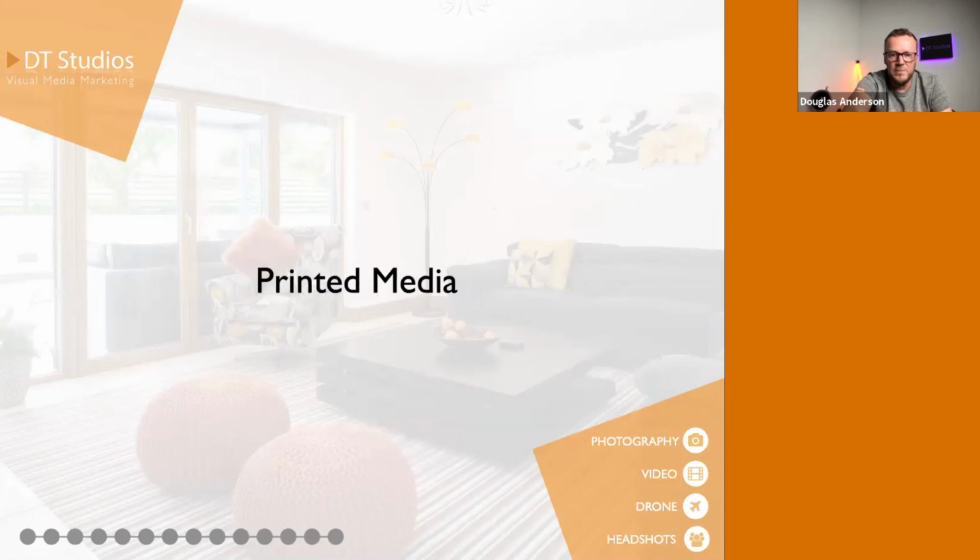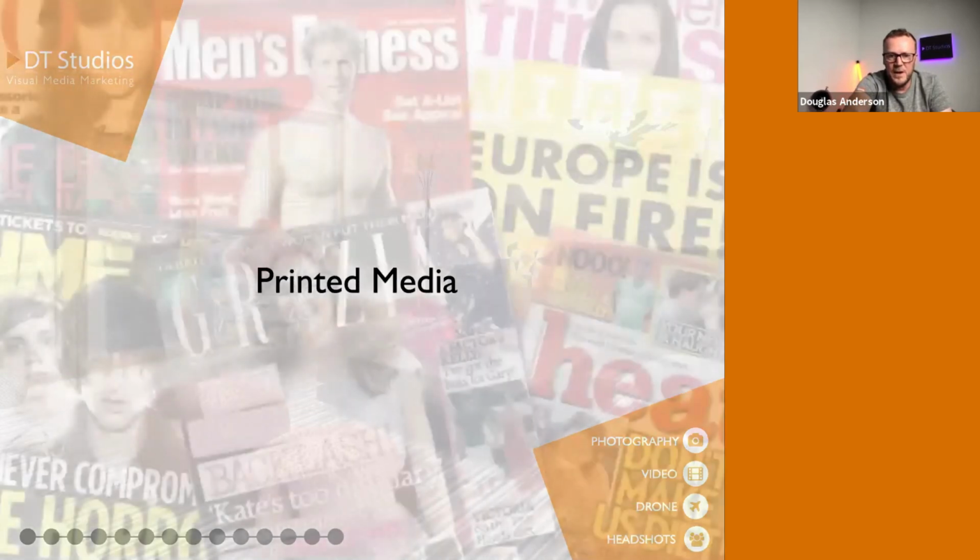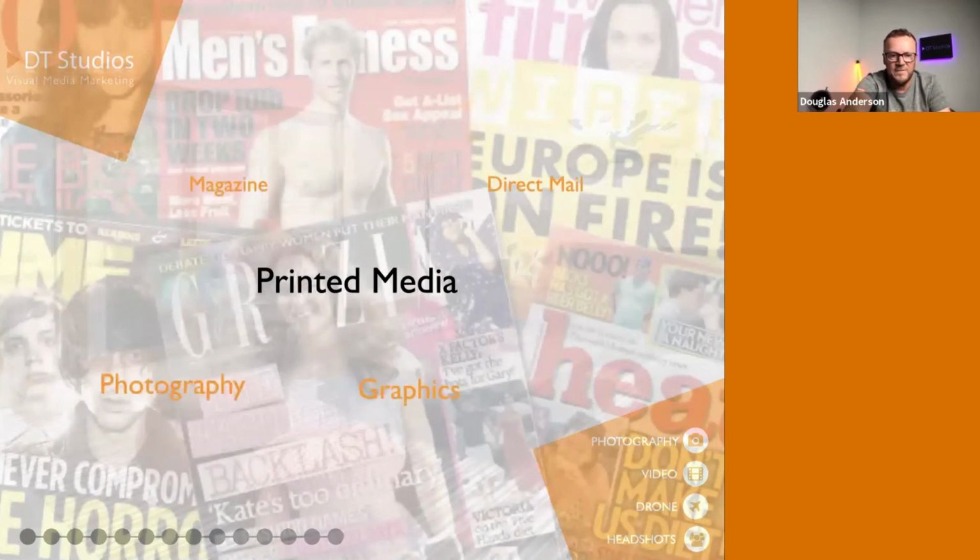Moving on to printed media, and here we've got, you can introduce direct mail, magazine articles. Again, graphics and photography are two really important areas here for that.